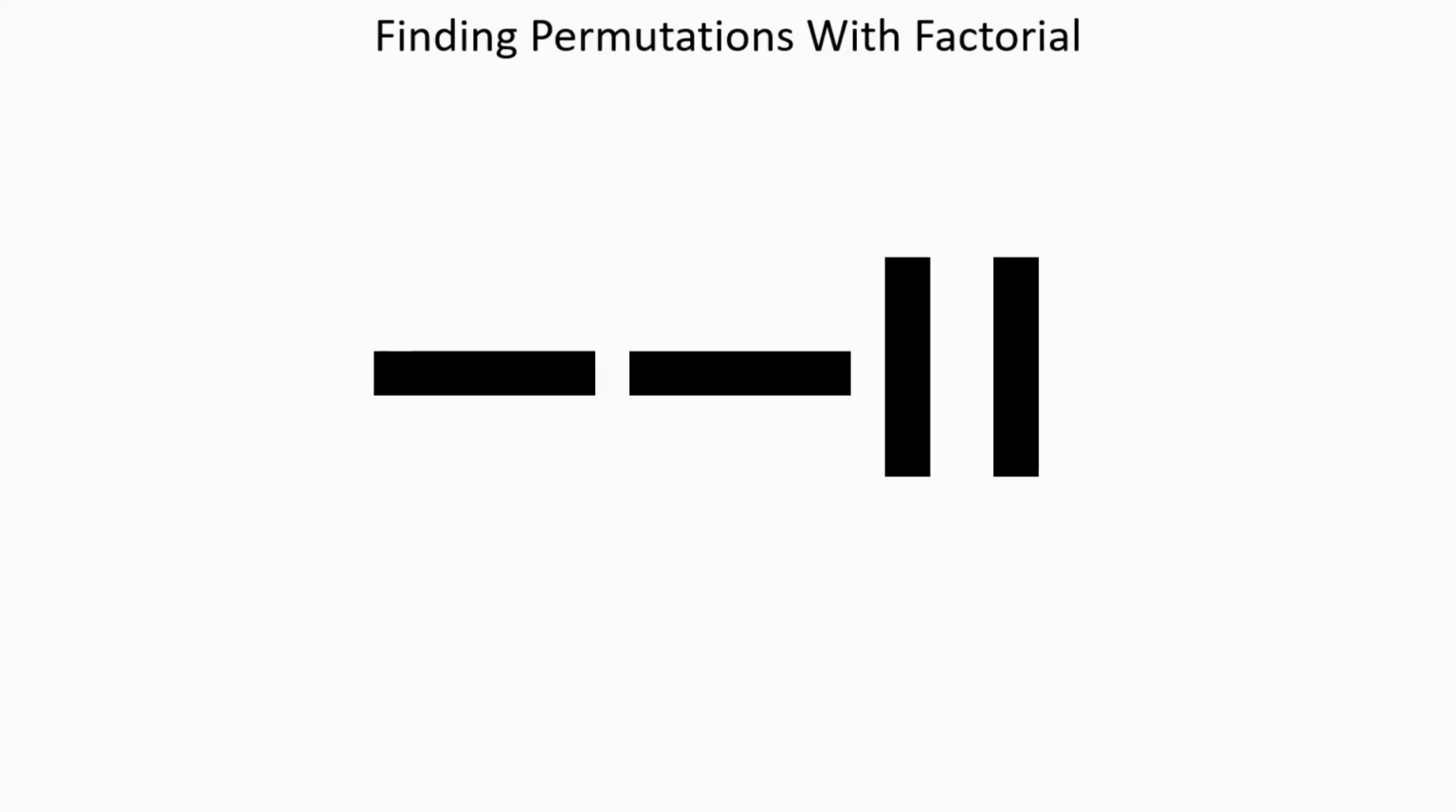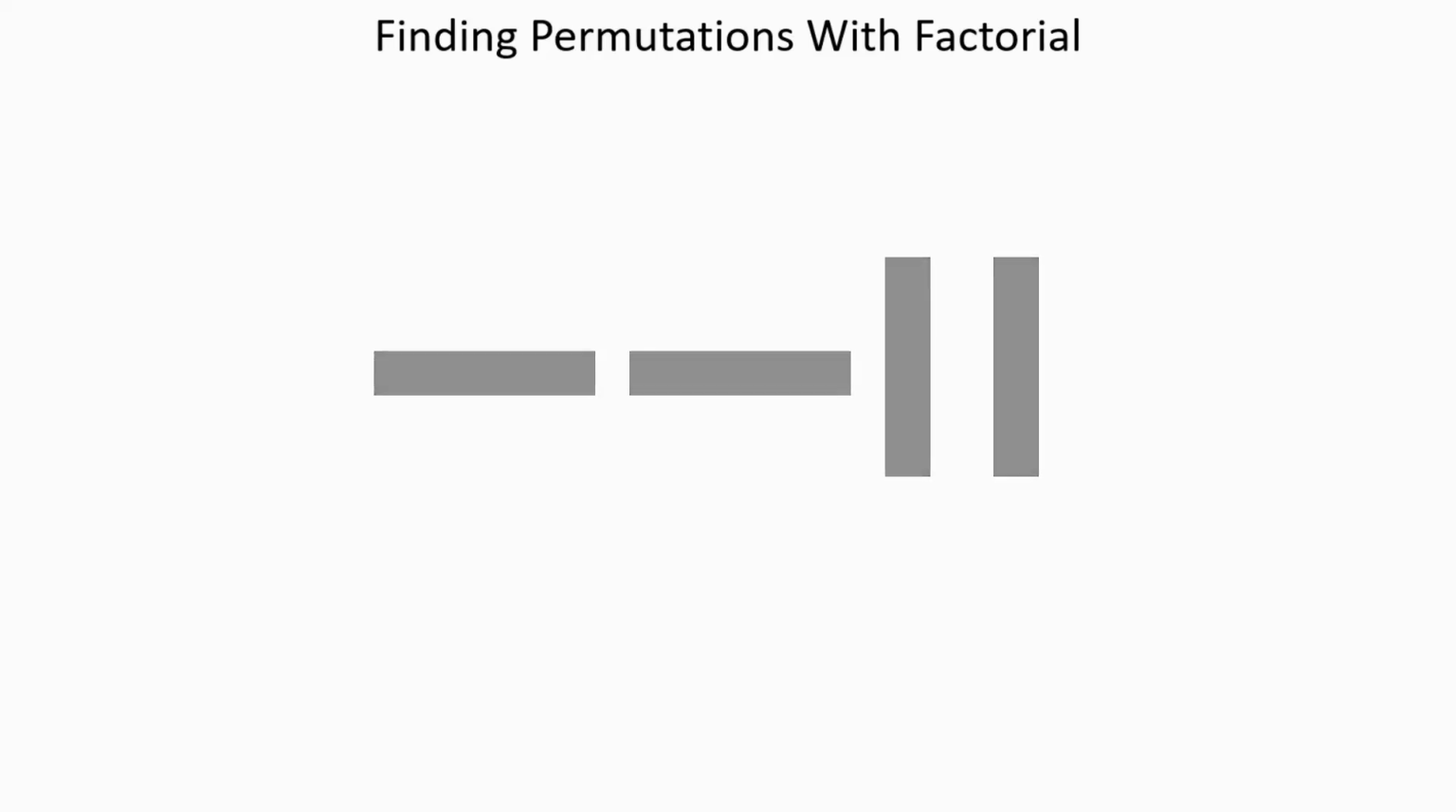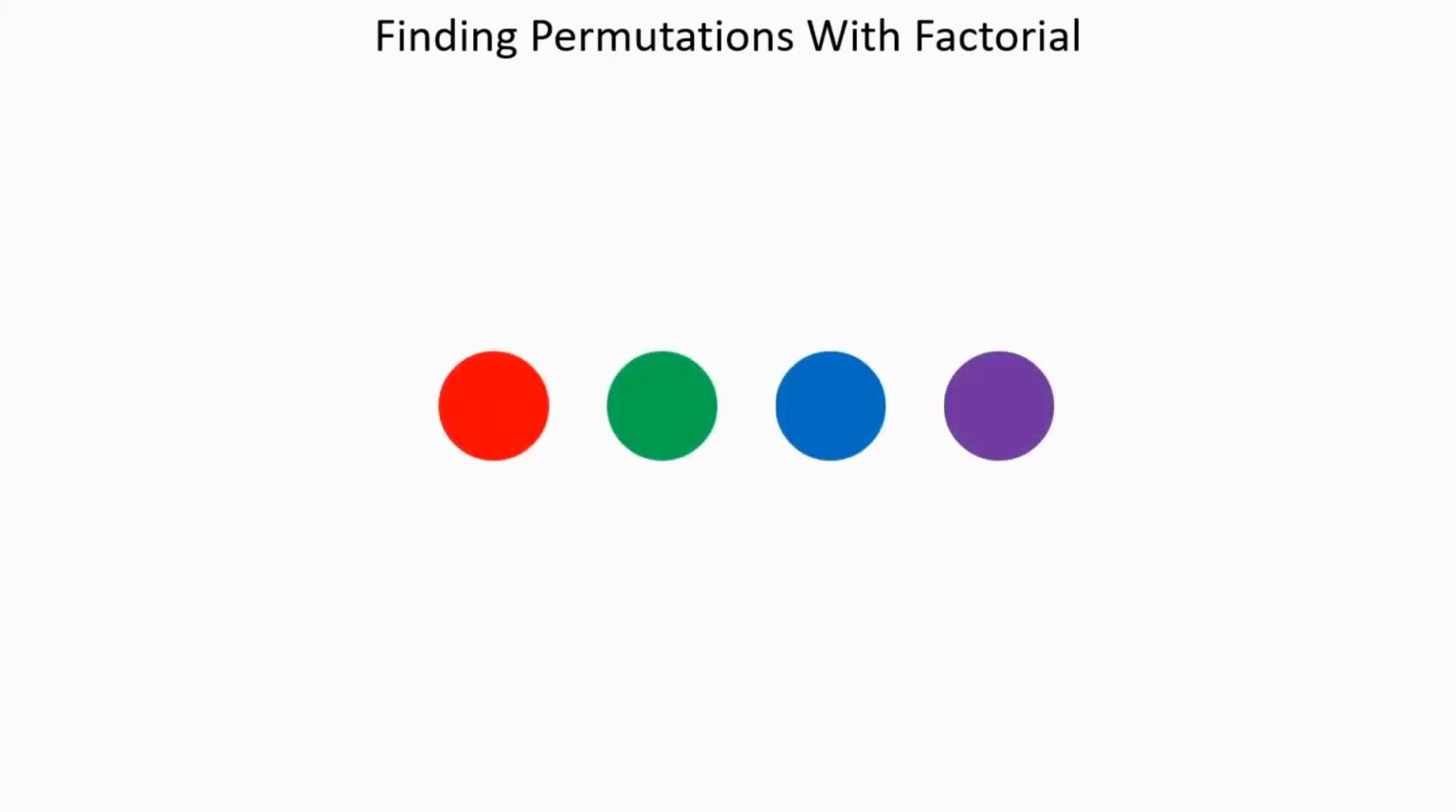So if we go back to the previous one, take circles instead, the amount of permutations of these circles is 4 factorial. N factorial just means n times n minus 1 times n minus 2 all the way till 1. So 4 factorial would be 4 times 3 times 2 times 1.